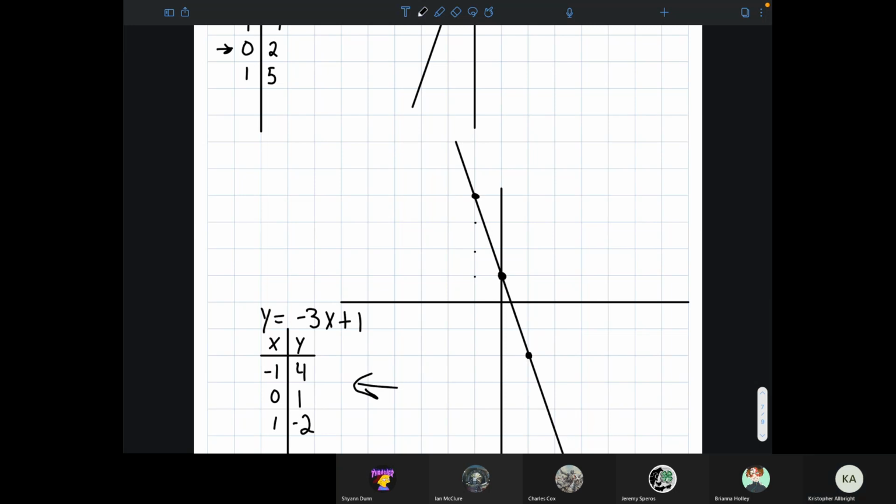So really what you need to do is plug in any values. Again, like negative 1, 0, and 1, but any values will work, just to check and see if those are on a graph or to draw a graph with them.